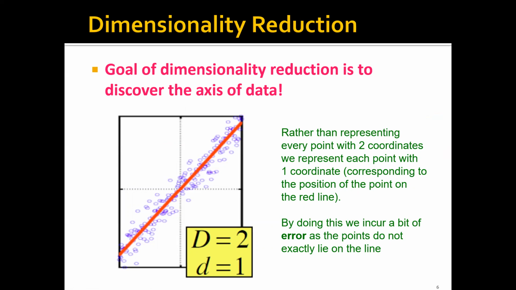And intuitively, the goal of dimensionality reduction is to discover the axes of the data. For example, on the left here, rather than representing every point with 2 coordinates, we can instead represent each point with only 1 coordinate, and that coordinate corresponds to the position of the point on this red line. By doing this, of course, we incur a bit of error because the points do not exactly lie on the line. So basically, the best axis would be the axis that will incur the smallest amount of error.